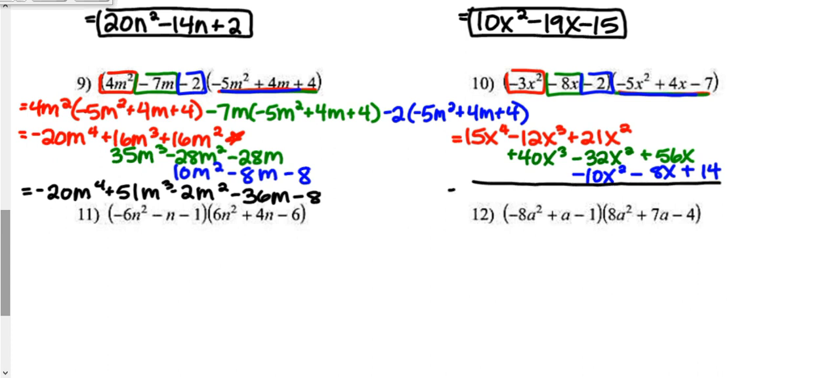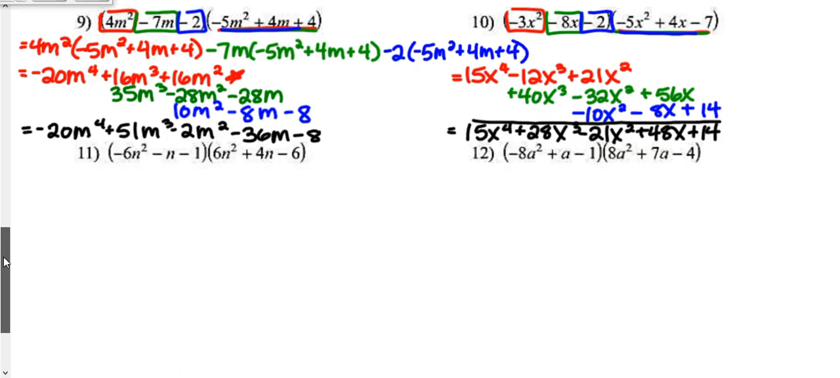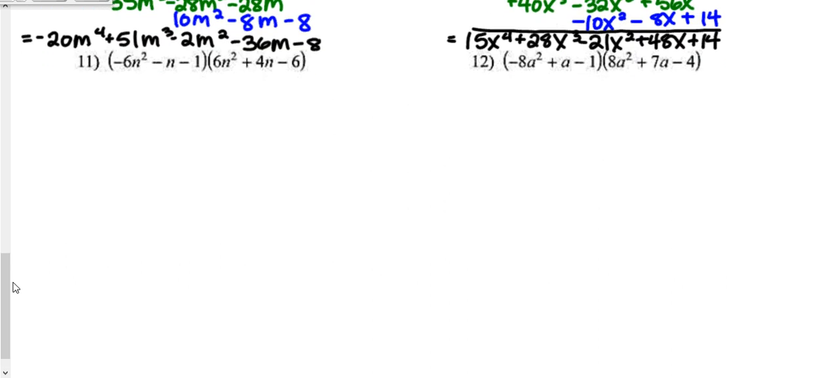So combining like terms as we go down, 15x to the 4th. This would be 28x to the 3rd. Then that would be 11, so that would be negative 21x squared. And we have 48x plus 14. So I'm going to show you that again here on 11, without having to rewrite.